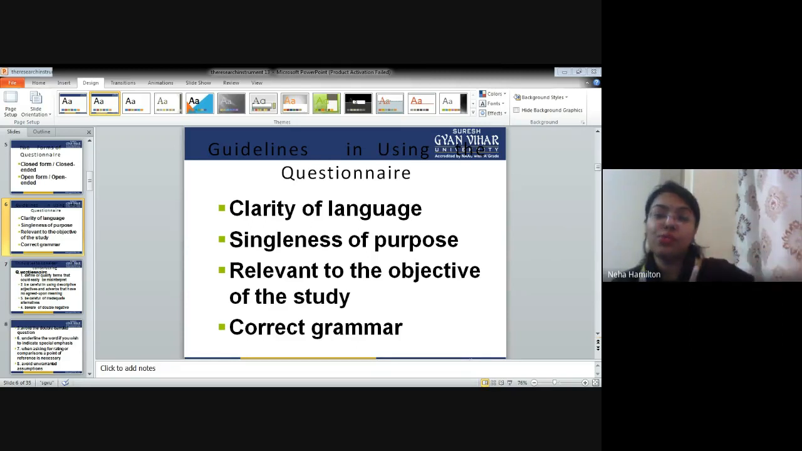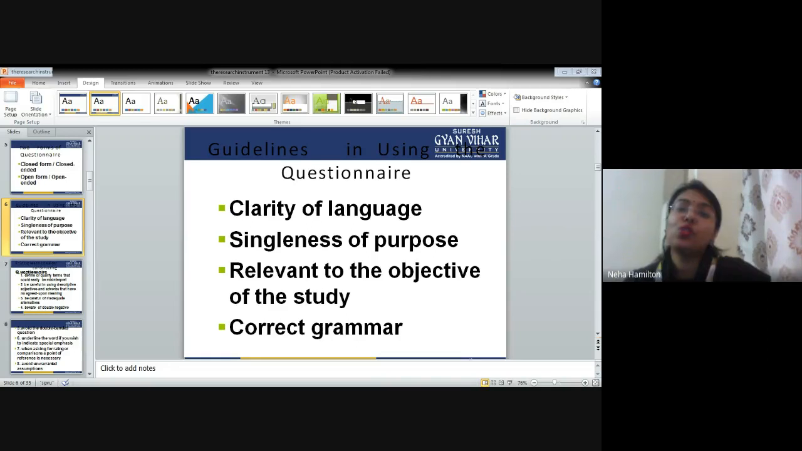You have to use the correct grammar to answer those questions. So guidelines in using the questionnaire, you have to keep these guidelines in mind. Clarity of language, very important. Use simplified words, simple language to explain whatever you want to ask them, right? As simple words as possible, right?